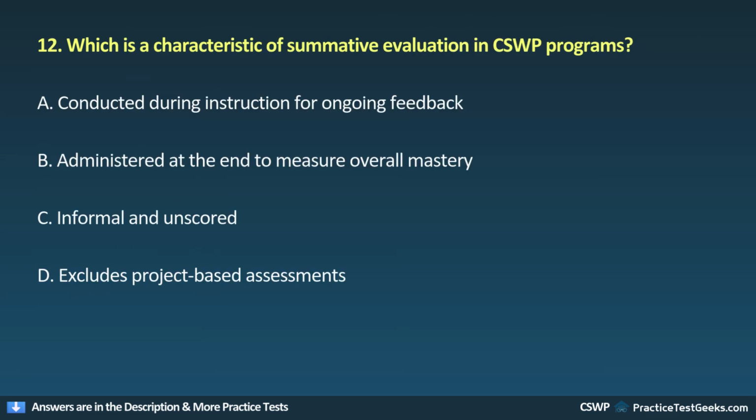12. Which is a characteristic of summative evaluation in CSWP programs? A. Conducted during instruction for ongoing feedback. B. Administered at the end to measure overall mastery. C. Informal and unscored. D. Excludes project-based assessments.